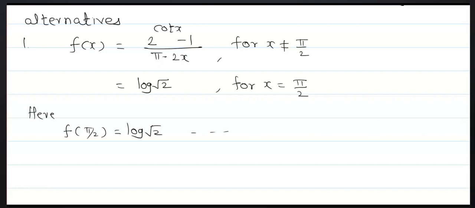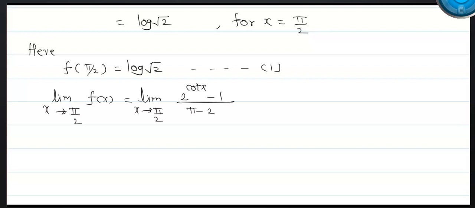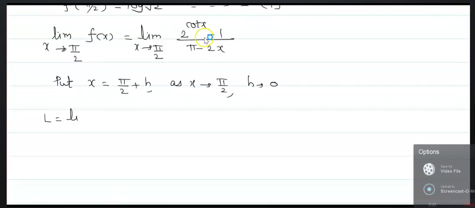Solve this example. f of pi by 2 is equal to log of root 2. Limit x tends to pi by 2, f of x is equal to limit x tends to pi by 2, 2 raised to cot x minus 1 upon pi minus 2x. Now to solve this type of example, we take the substitution x is equal to pi by 2 plus h. As x tends to pi by 2, h tends to 0.